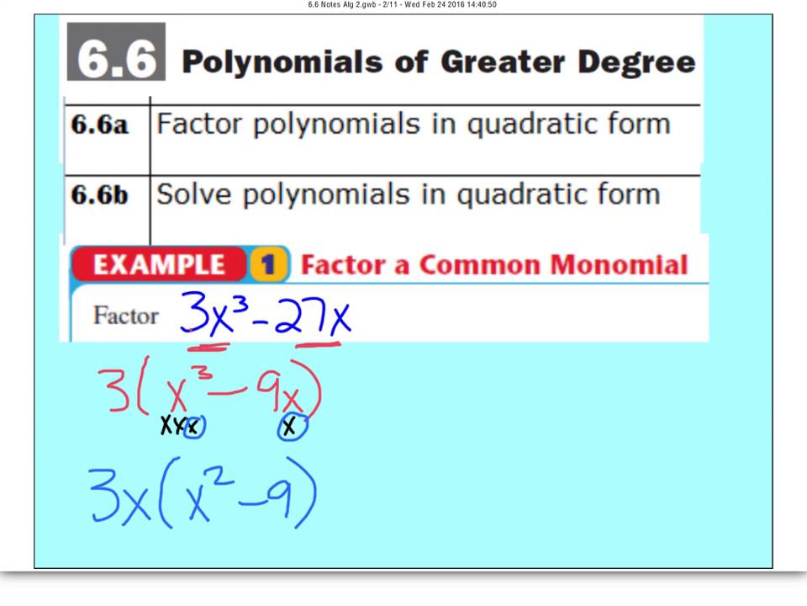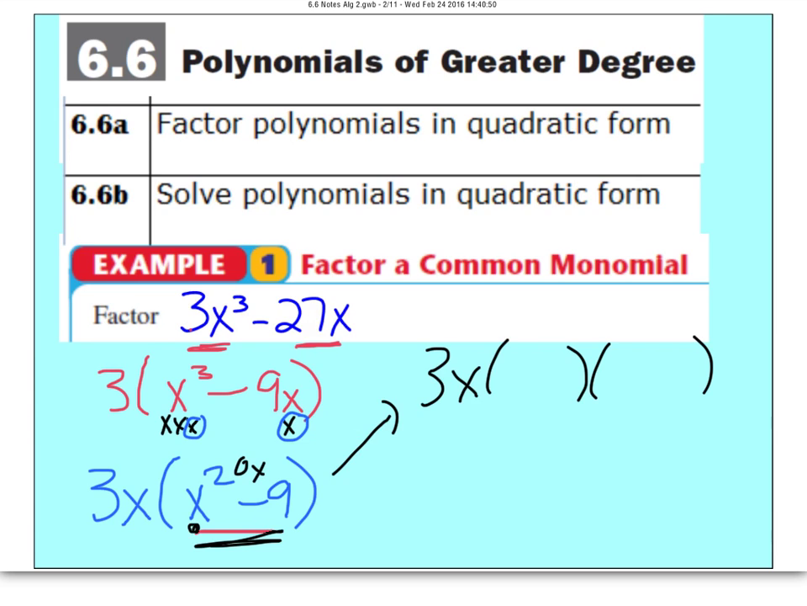So this is actually partially factored. What you want to do is determine if you're done factoring. Always go to the factors that still have a squared or a cubed and think about if you can break it down into two smaller groups like we did earlier in other chapters. This one, the 3x stays, but x squared minus 9 can be factored. Notice the middle term is 0x for this.